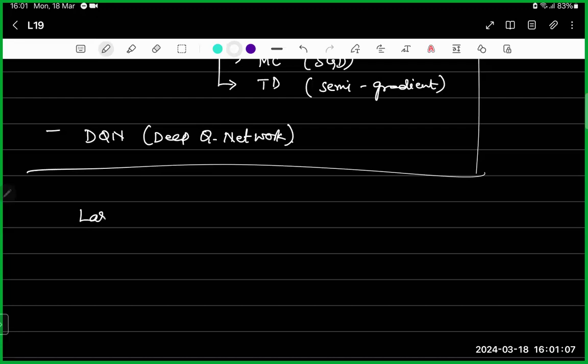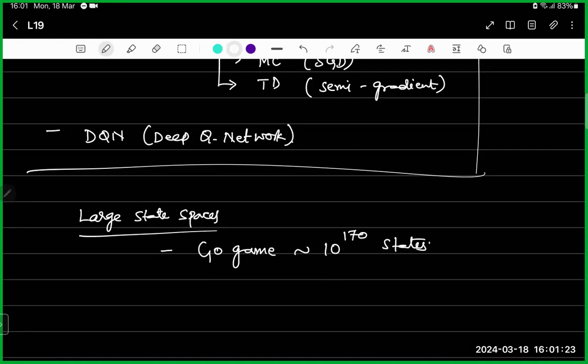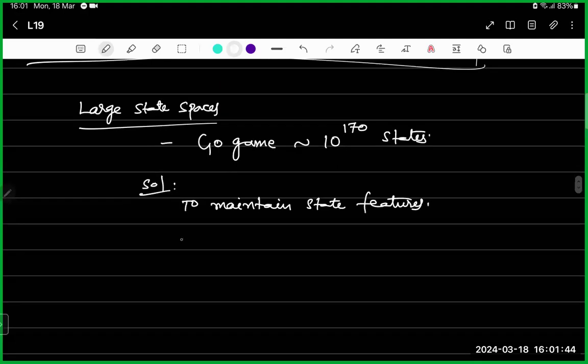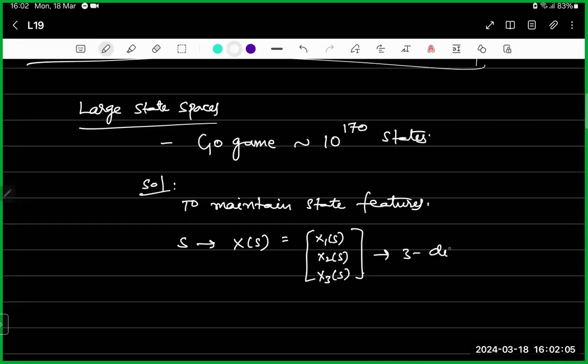So, as I said, we are dealing with large state spaces. For example, the Go game has around 10 power 170 states. So it is not possible to maintain a separate value for each state. So we are moving from the tabular setting, and the solution is to maintain state features. Let's say we are modeling the state using some feature vector, let's say x of s. S is a state, and we are representing the state using a certain feature vector. Maybe let's say we are using three features to represent the state. So let's say this is a three-dimensional state feature.